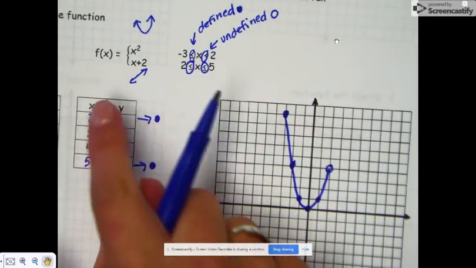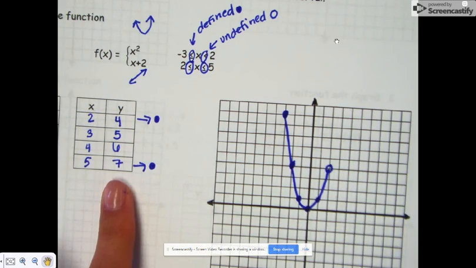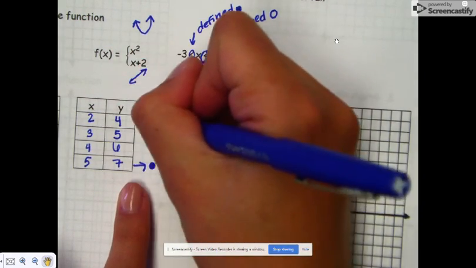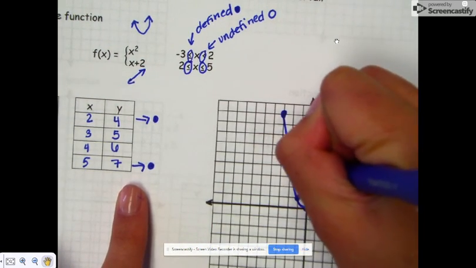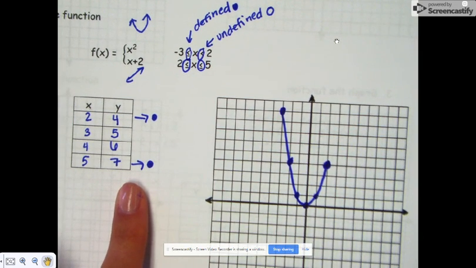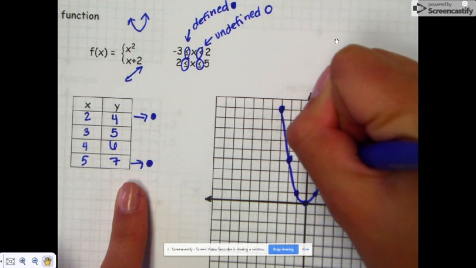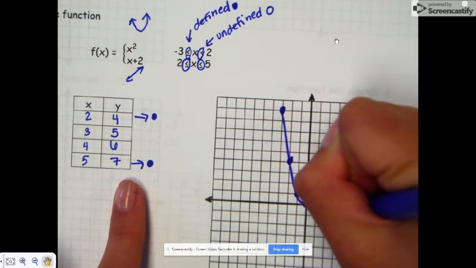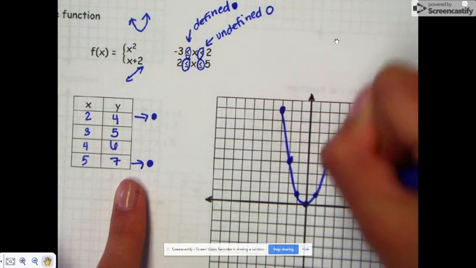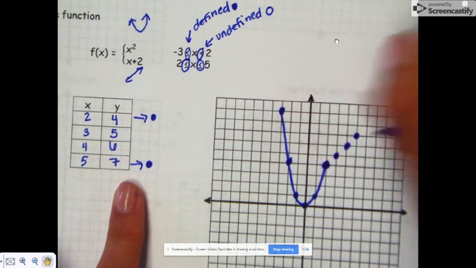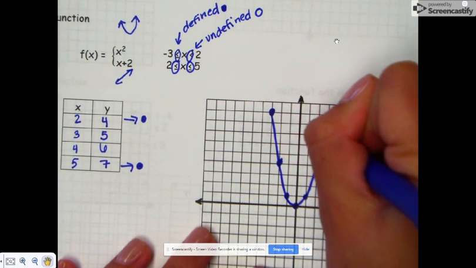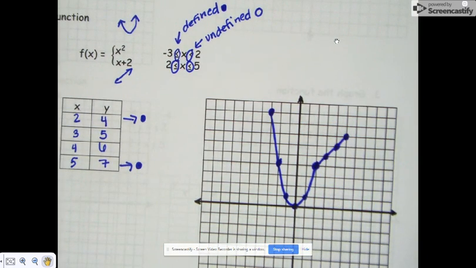All right, so 2, 4, so now this one is closed. So 2, 4, that's closed. So now we end up actually filling in that line. 3, 5, 4, 6, 5, 7. And those are closed too. So then I can connect my dots here. But remember, there's no arrows because it ends at 5 there. So you just made your first piecewise function.